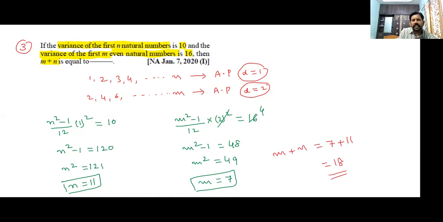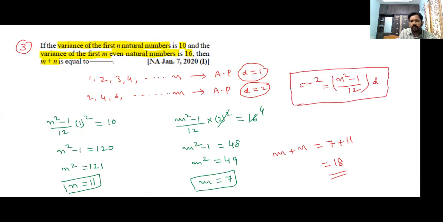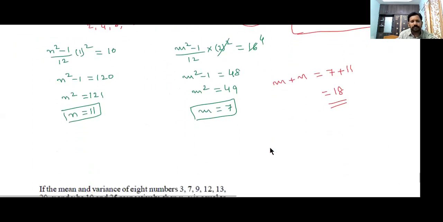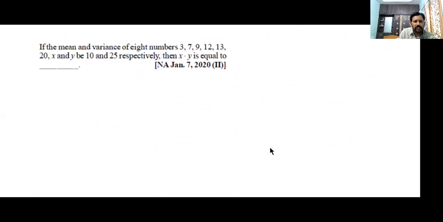So, for the variance of observations in AP series, remember the formula: n square minus 1 by 12 into d square. If the observations are in AP series, then use this formula. Okay. So this is also an easy question whenever you know this formula. Otherwise, lengthy only.